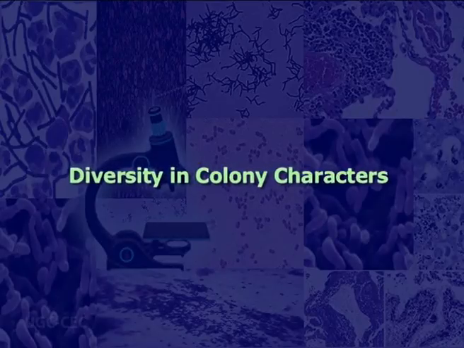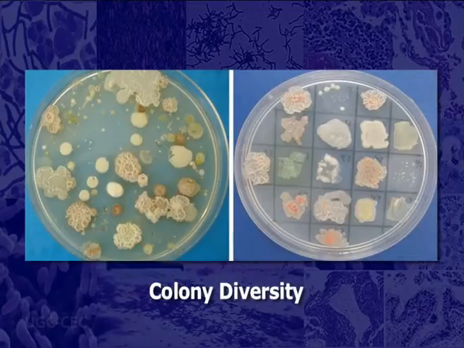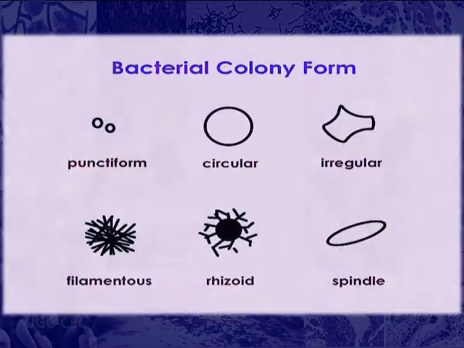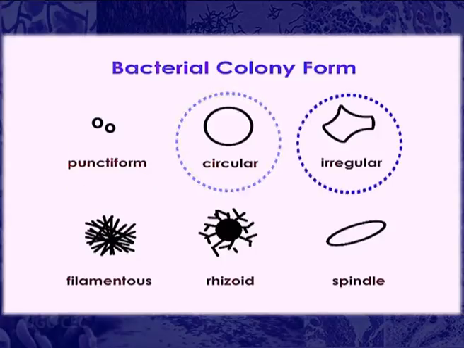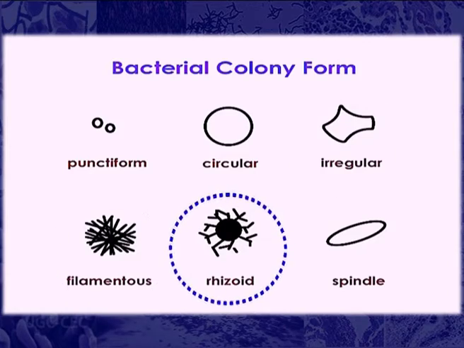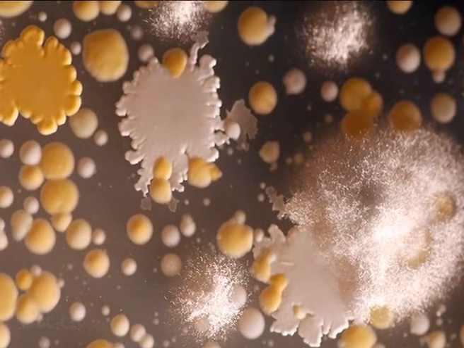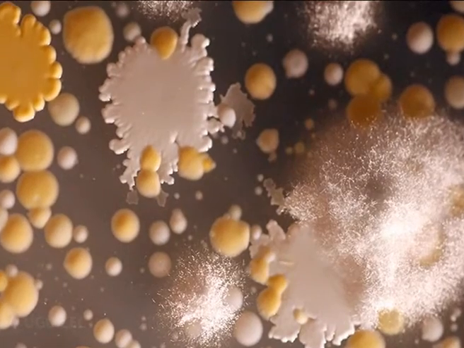Next is diversity in colony characters. Microorganisms are simple in cell makeup. Bacteria are unicellular in spite of these different groups of bacteria. When grown on nutrient medium, they give a variety of colonies. Major variation in colony characters is that they may be transparent, translucent or opaque. The diversity in microbial colony forms varies from punctiform, circular, irregular, filamentous, rhizoidal to even spindle. In terms of texture, they are smooth, rough, mucoid, matte, moist, etc.